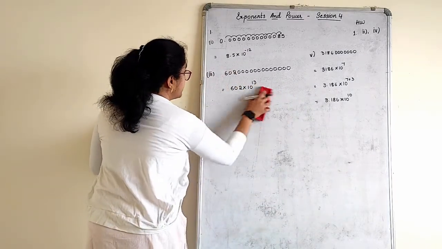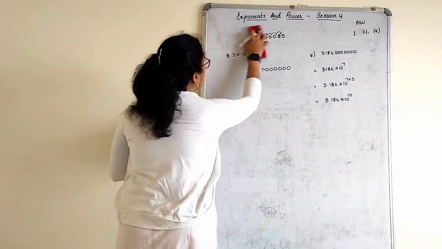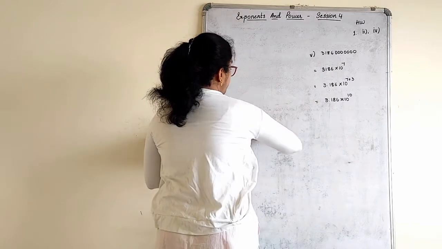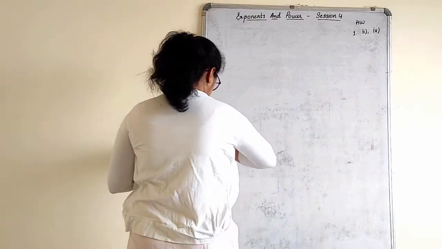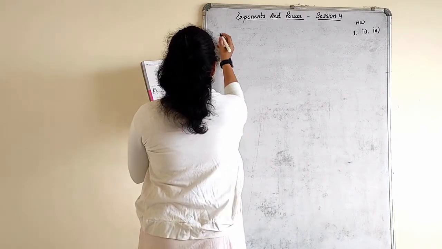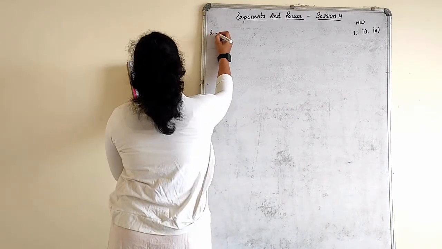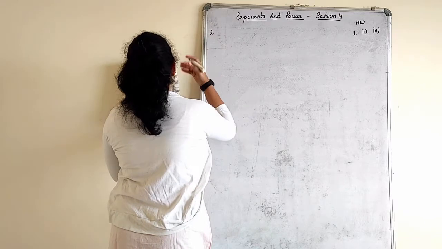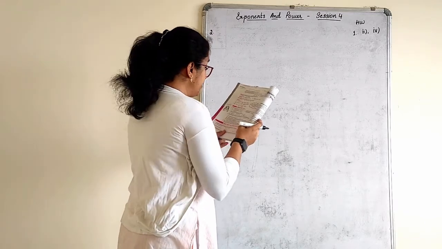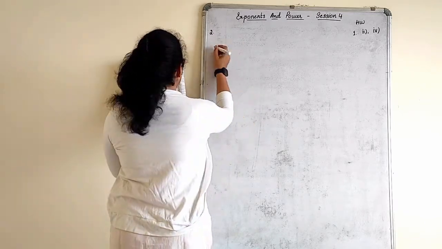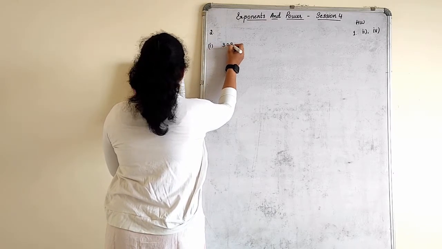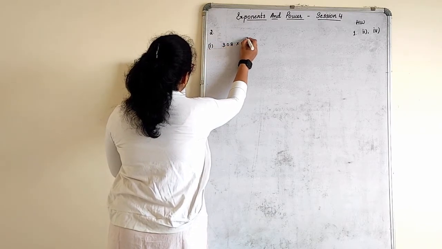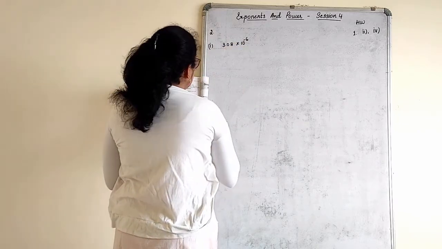We'll quickly start with the second one. Simple, I have given the same type of two sums for homework. Second one, express the following numbers in usual form. That is how we have to represent it. First one, 3.02 into 10 raised to minus 6.